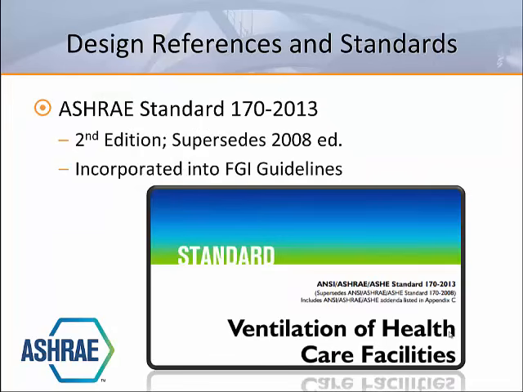ASHRAE Standard 170 addresses ventilation of healthcare facilities. The FGI guidelines adopted Standard 170 for its ventilation requirements for the first time in its 2010 edition. 170 is under continuous maintenance, and the first release was the 2008 edition and has had 25 addenda. Standard 170 is currently in its second edition, which is the 2013 version. In the 2014 edition of the FGI guidelines, it is Part 4 in the hospitals and outpatient book and Part 6 in the residential book.